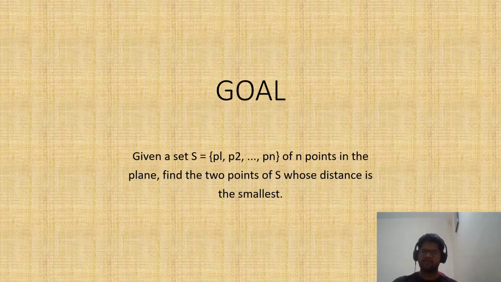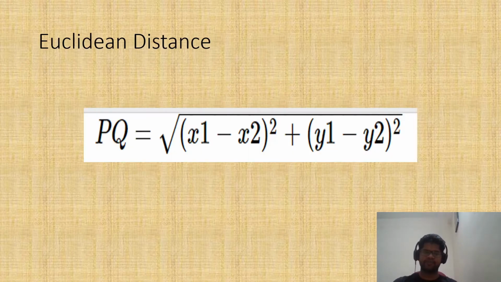So our goal is, if we are given a set S of 2D points containing x and y coordinates, then we have to find two points between which the distance is the smallest. Here we are going to use the Euclidean distance. We can use any definition of distance, but in this case we are using Euclidean distance. The first formula you can see here.